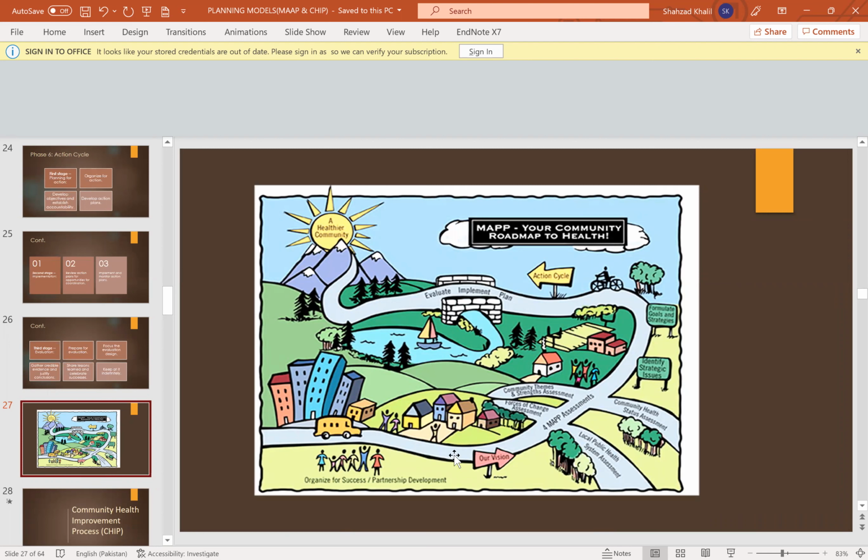First, starting with the vision. As it goes forward, there are four MAPP assessments: community themes and strengths, local public health system, community health status, and forces of change, and all these assessments lead moving forward. Identify the strategic issues you are facing, then formulate goals and strategies according to the issues. Then comes the action cycle, which includes plan, implement, and evaluate. And then ultimately it leads to a healthier community.